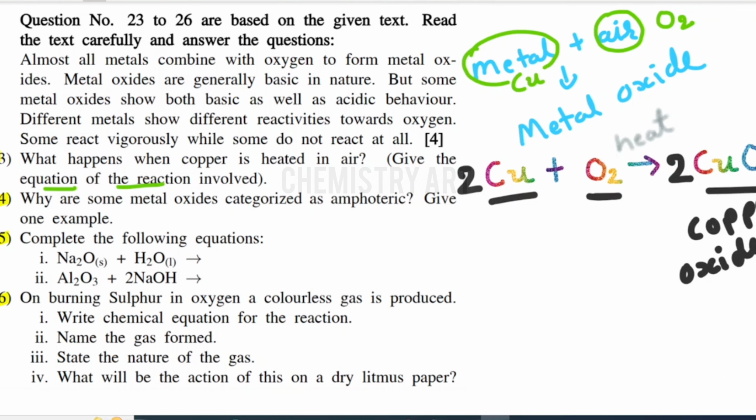So now let's start the second question, the 24th question. Why are some metal oxides categorized as amphoteric? Give one example.